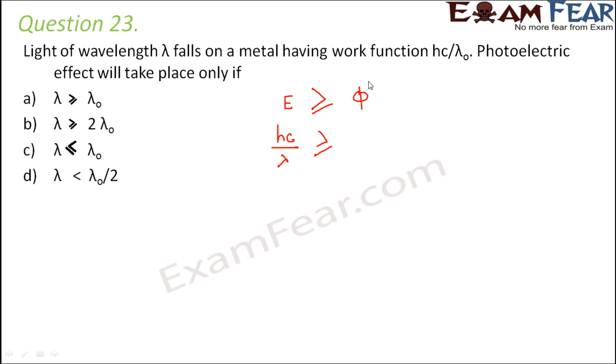So this should be greater than or equal to the work function, which is h nu naught or hc by lambda naught. So now we can say that 1 by lambda should be greater than or equal to 1 by lambda naught, or we can say lambda should be less than or equal to lambda naught. Correct? So C is the right option.